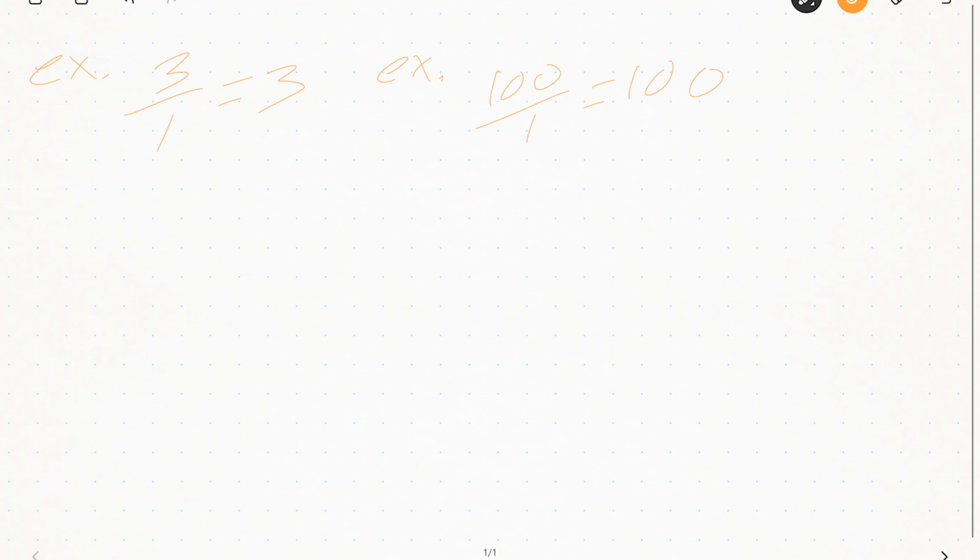Now let's try to multiply a number by 1. So it is the same number if we multiply by 1. Okay, now the second assumption.